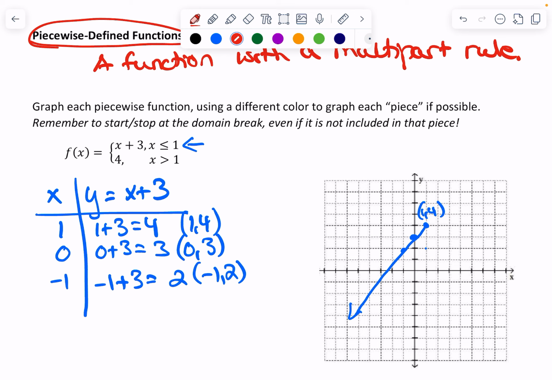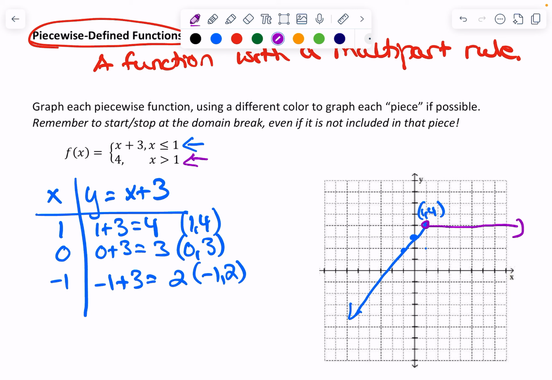Our second part here is when x is greater than 1. And now with that, the 1 is not included. So that's going to be a circle. And y equals 4, we're just going to draw a straight line, y equals 4 like this.